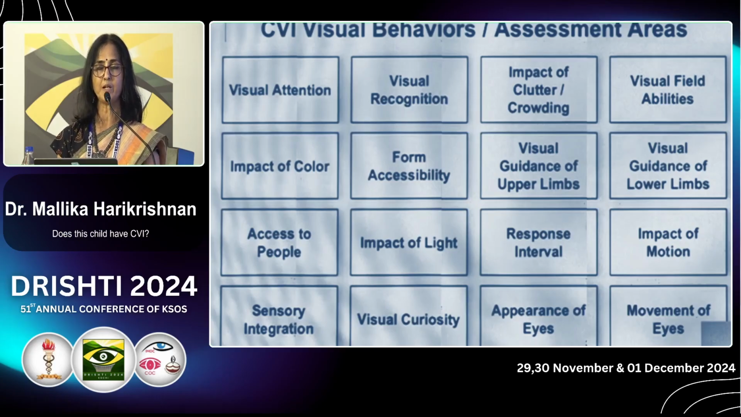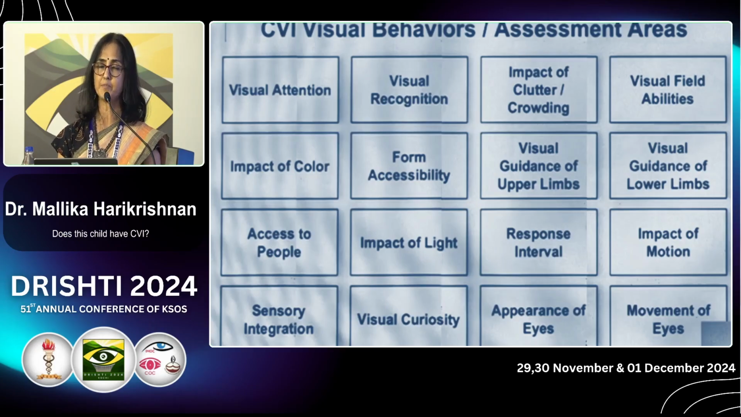Access to people: they find it difficult to recognize people, even the mother or the caretaker. Impact of light is dual. Some CVA children prefer a brighter environment to perform well, whereas some prefer a dark room for that. Response interval is also very much delayed. Impact of motion is also dual.